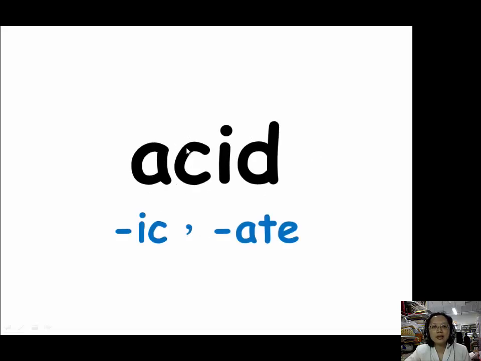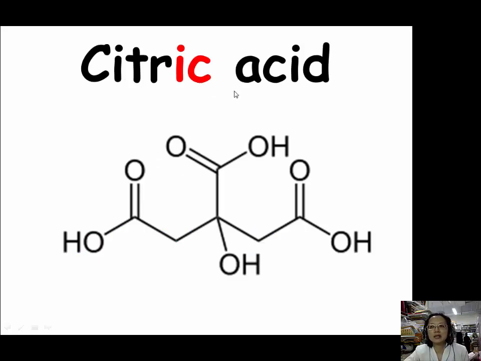When we want to talk about acid, we have two prefixes. One is IC, the other one is ATE. The ATE is usually used for the dissociated type of acid. Let's see our example. Citric acid, as we show here in the PowerPoint, is a colorless crystalline compound with the formula C6H8O7. Citric acid is found in citrus fruit.